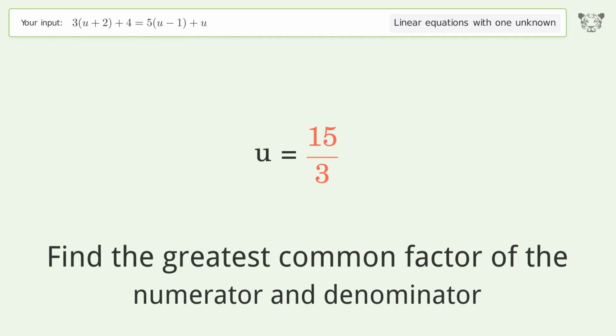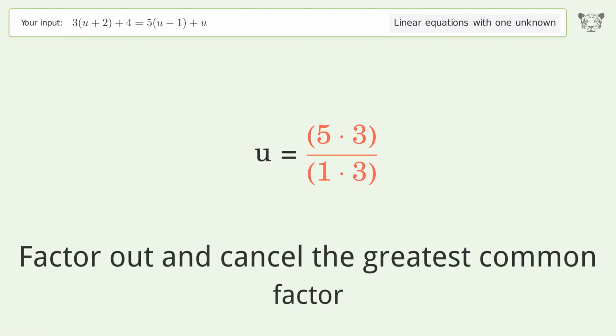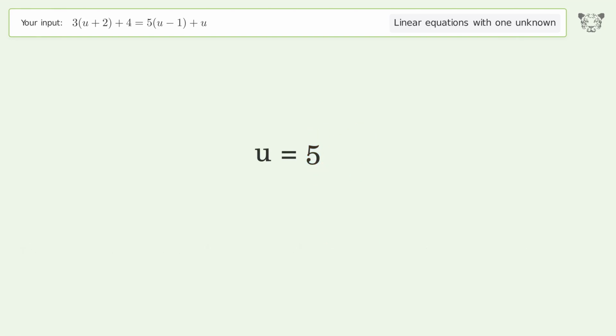Find the greatest common factor of the numerator and denominator. Factor out and cancel the greatest common factor. And so the final result is u=5.